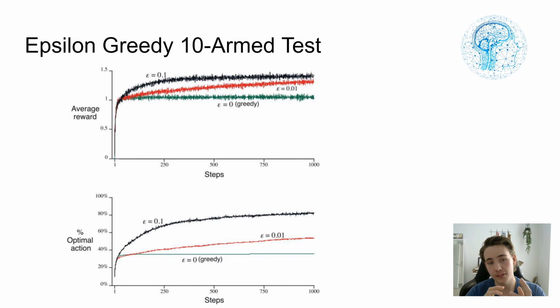So we want to find this trade-off between epsilon, how much we should explore the environment, and when we should exploit. It's kind of trial and error, trying to tune these parameters for the epsilon value.